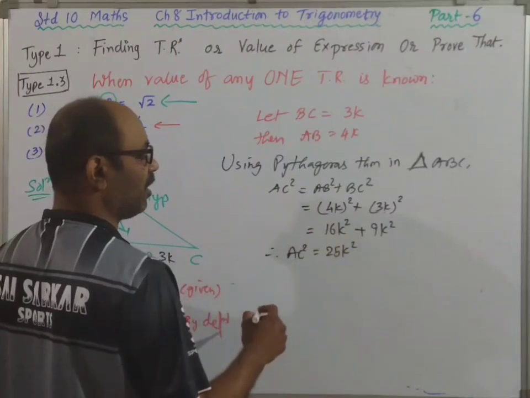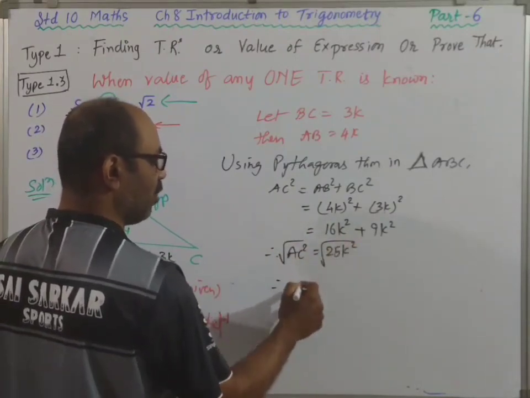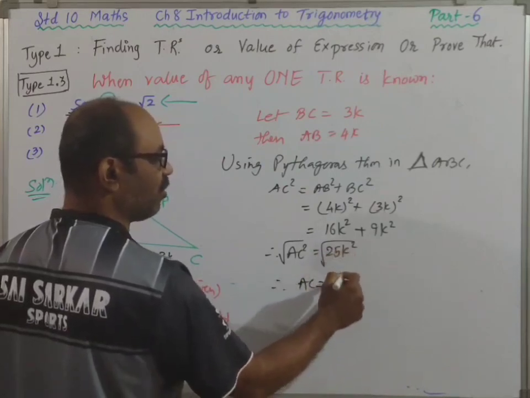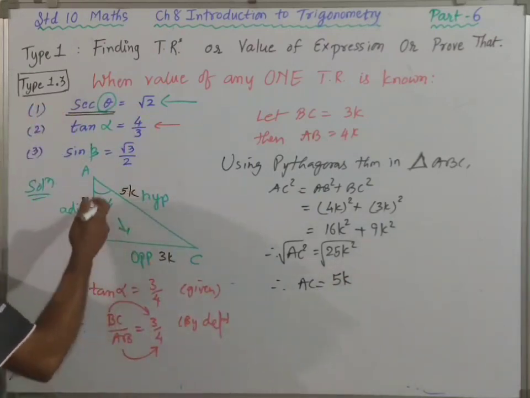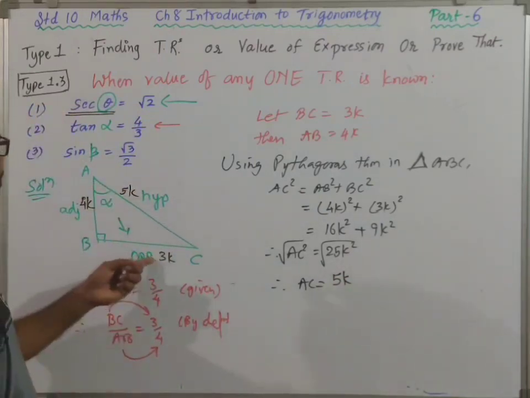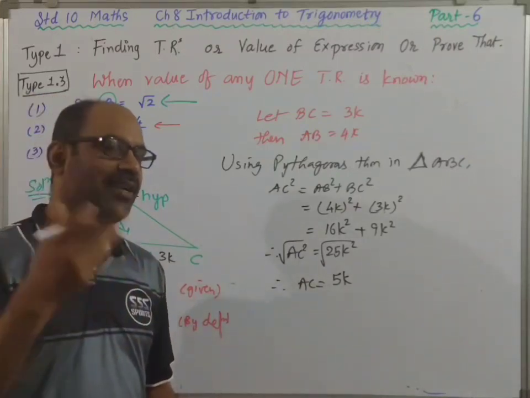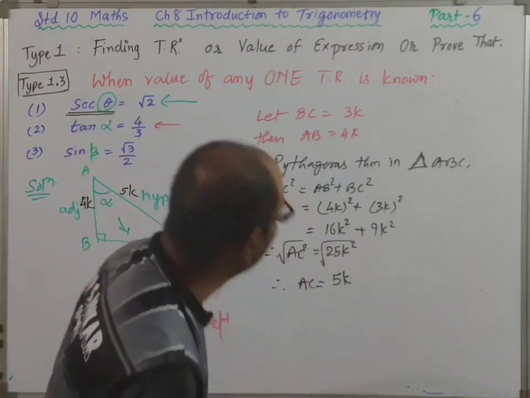Yeah, beautiful right hand side. Taking square root on both sides. Square root of AC square is AC, square root of 25 is 5, and square root of K square is K. So you got this also, 5K. So value of all three sides are known: 3K, 4K and 5K. And after all, in the trigonometric ratios, K will cancel out. So you get the value.